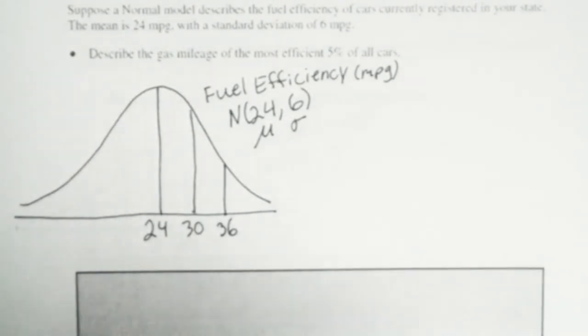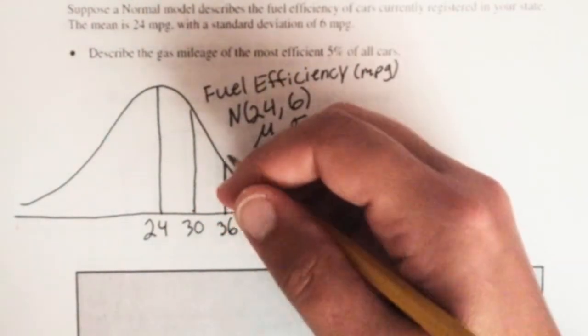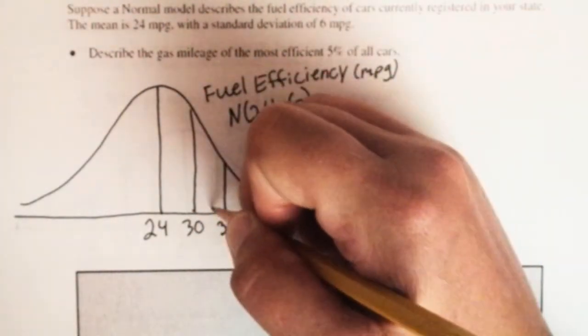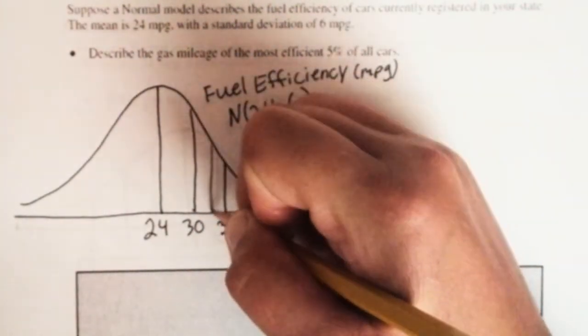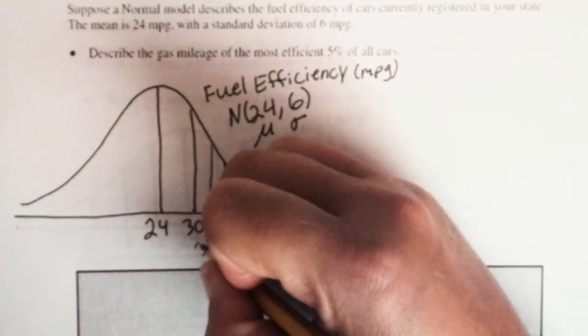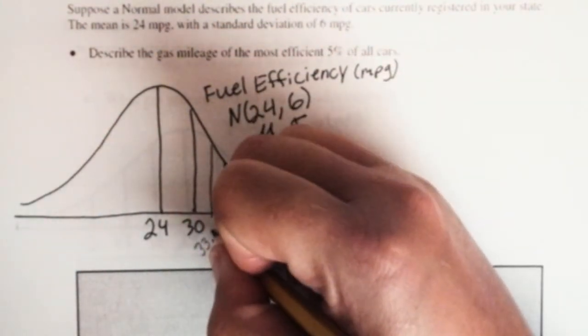So again, we're going to use our inverse norm. So second, distribution, go down to inverse norm. We have 0.95 centered at 24 with a standard deviation of 6. And we get 33.869. So I'm going to draw that in here. I'm going to round it to 33.87.